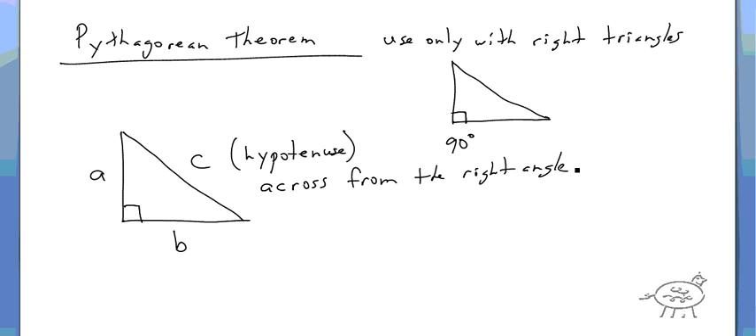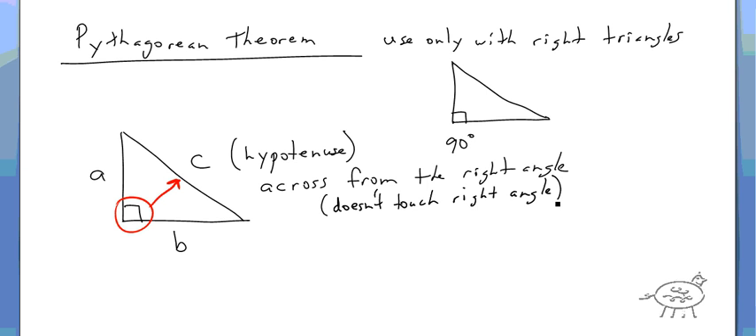And what I mean by across from the right angle is, here's the right angle here. It's across from it. So basically, if it's across from it, it doesn't touch it. That's another way to look at it. So across from the right angle doesn't touch the right angle. Okay, another thing about the hypotenuse, it is always the longest side. That's a huge thing too. Always the longest side. Okay, so those are the things that you really need to know about at least C.